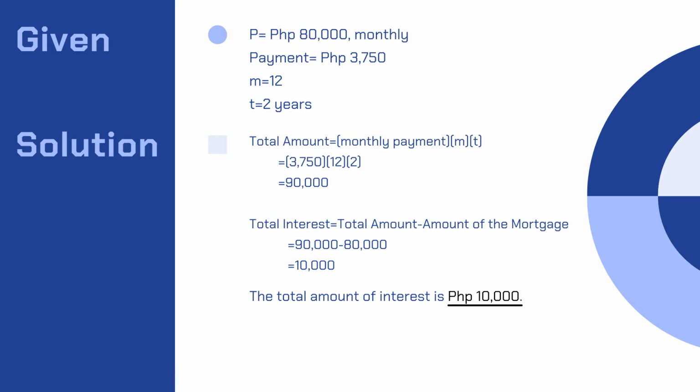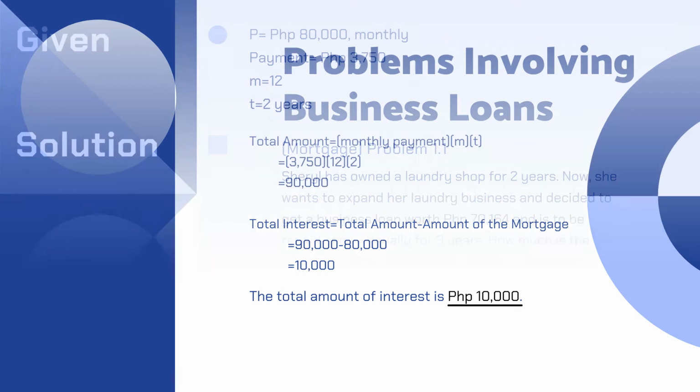We know that the amount of the loan is 80,000 pesos, where the monthly payment is 3,750 pesos, and since it is a monthly payment, M is 12. This is a 2-year mortgage, so T is 2. We need to find the total amount of interest, and based on the given, we could find it by subtracting the amount of the loan from the total amount paid. The total amount is computed by multiplying the monthly payment, M, and T, and after substituting the given values, the total amount of interest is 10,000 pesos.